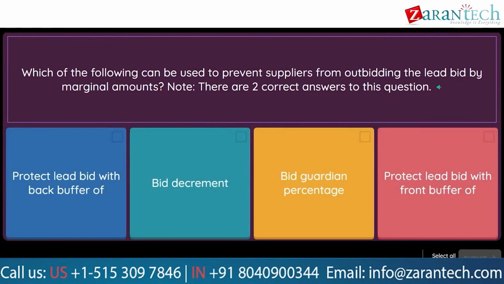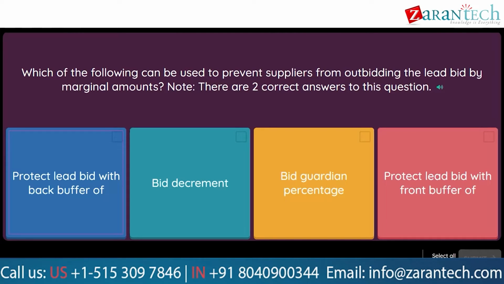Question: which of the following can be used to prevent suppliers from outbidding the lead bid by marginal amounts? Note, there are two correct answers to this question. Option 1, protect lead bid with back buffer of. Option 2, bid decrement. Option 3, bid guardian percentage. Option 4, protect lead bid with front buffer of.